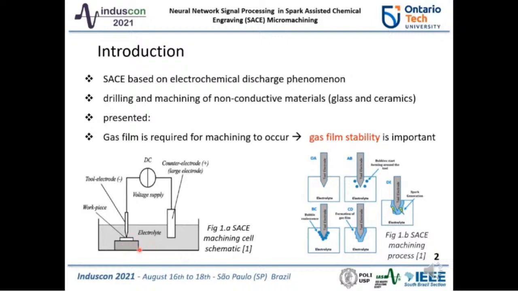Discharges etch the workpiece, which is a non-conductive material and is placed below the tool electrode. Because the gas film is needed to discharge a current, and the discharges are the heat source in this process, an unstable gas film brings an interrupted heat source. As a result, for more efficient machining, we need a more stable heat source by stabilizing the gas film.